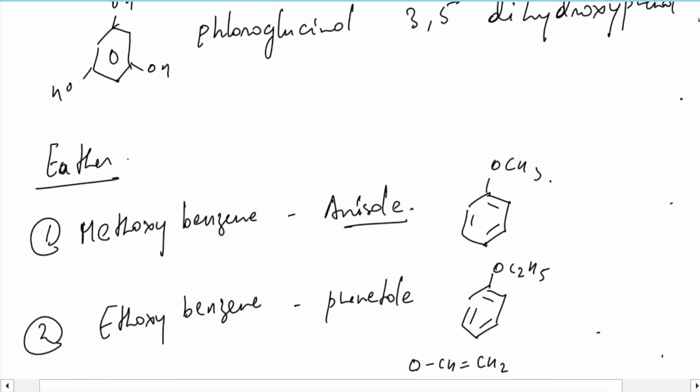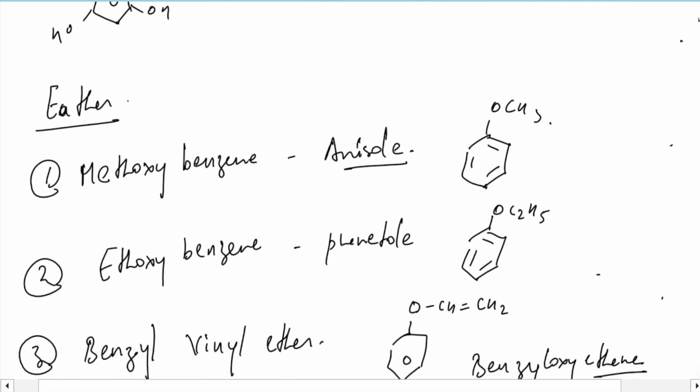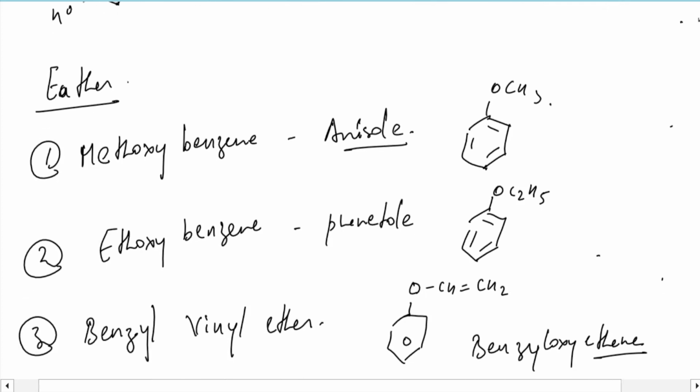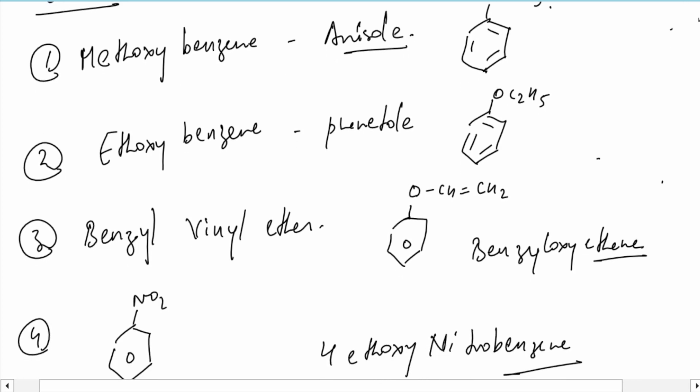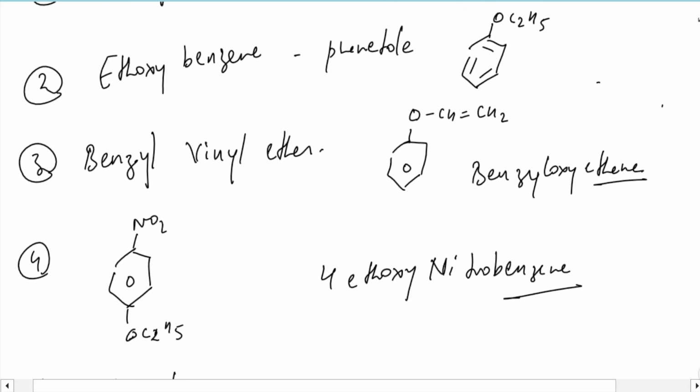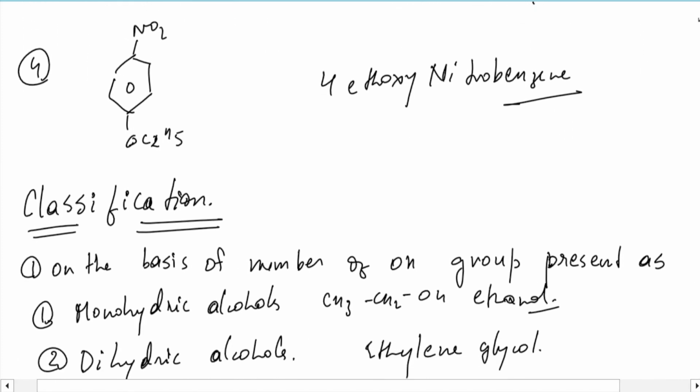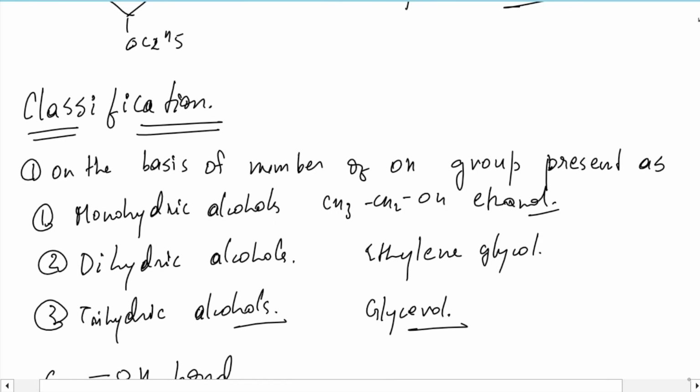Next to this are ethers: anisole, phenetole, benzyl vinyl ether or benzyloxyethene. These are examples of various ethers. So anisole, if the benzene ring has an OCH3 group, that's methoxybenzene, that is known as anisole. If it has an OC2H5 group over it, that's ethoxybenzene, that's phenetole. Next to this is benzyl vinyl ether, that's benzyloxyethene. Next to this is 4-ethoxynitrobenzene.